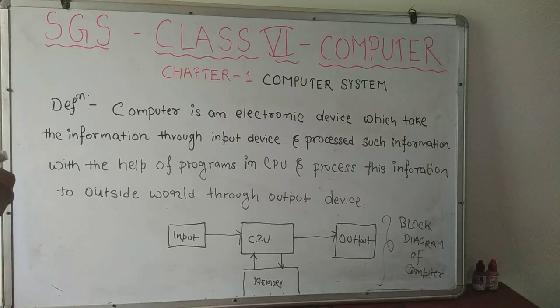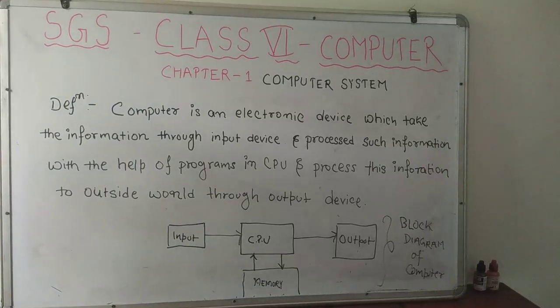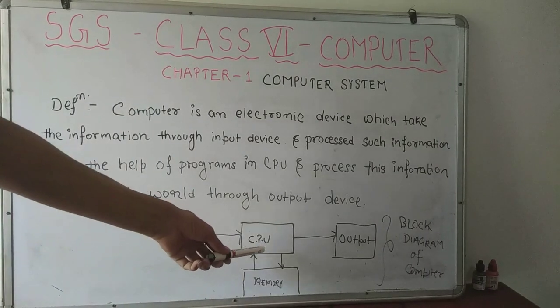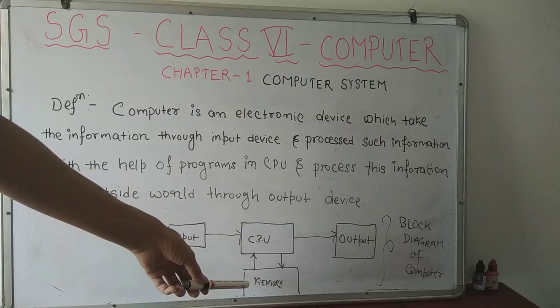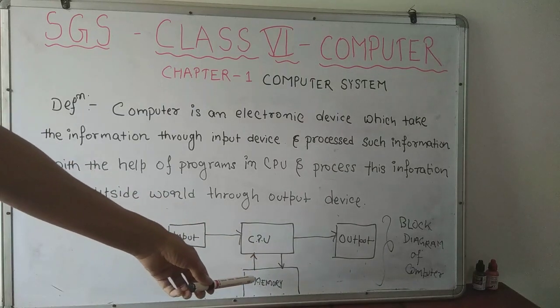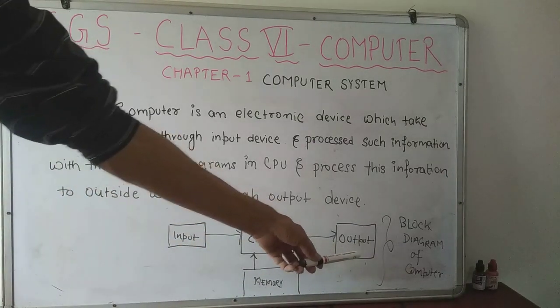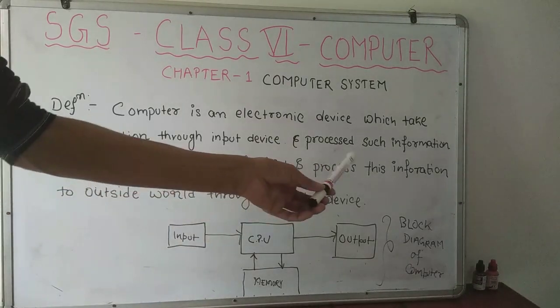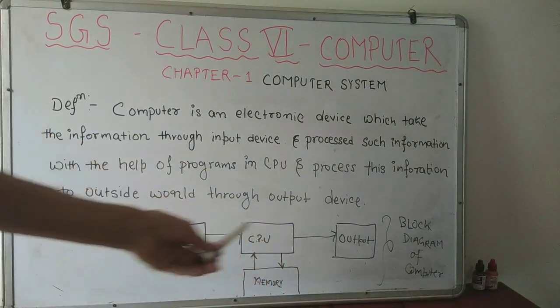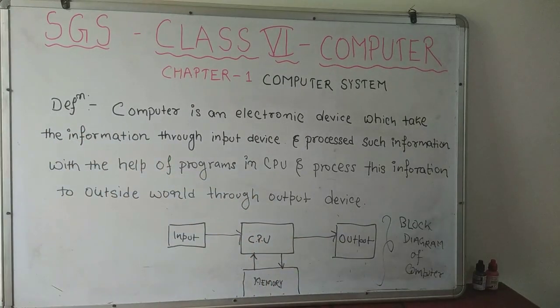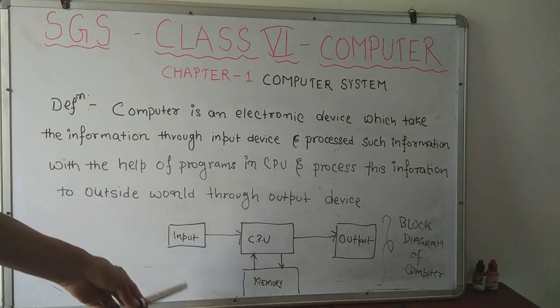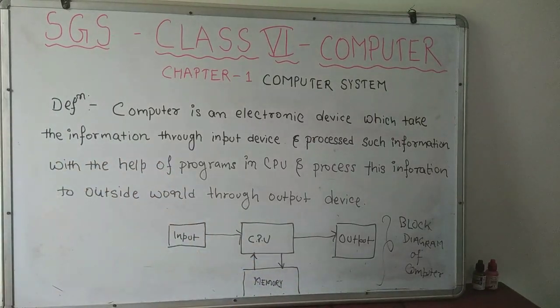This is the basic steps of how the computer operates. First we have to provide information through input device, then the required information goes to CPU where it is processed with the help of program which is stored in memory. After processing, the information is passed to the output device. So we know the block diagram has three parts: input, output and CPU. Now we are going to learn what input device, output device and CPU are.